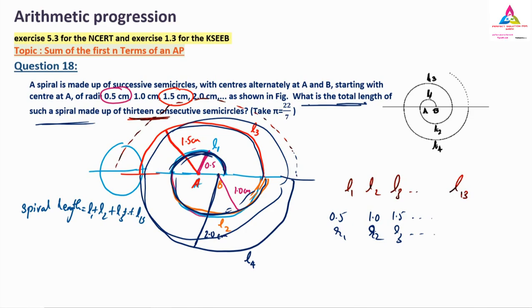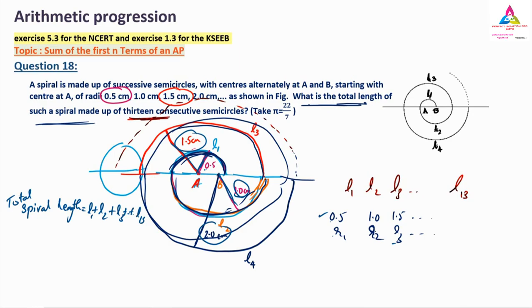Okay, I will write down: total spiral length is equal to L1 plus L2 plus L3 and so on up to L13. So here one question we will have: what is L1, what is L2, what is L3? These are the questions we have. Already you know that 0.5 is a radius, so R1, 1.0 is the second radius, 1.5 is the third radius. So here we have 0.5 is the first radius, this is the second radius over here, 1 centimeter, and 1.5 is the third radius of this semicircle, the fourth radius is 2.0.